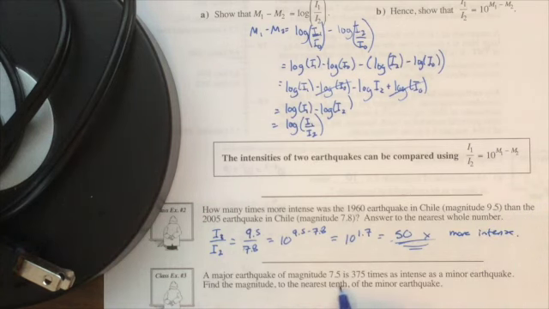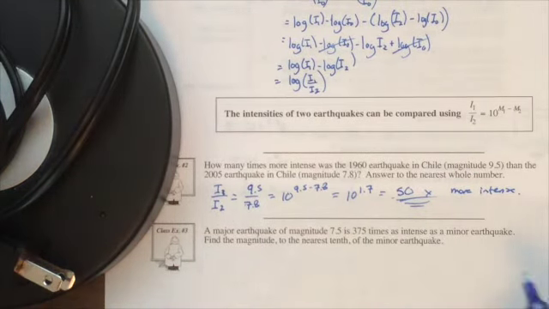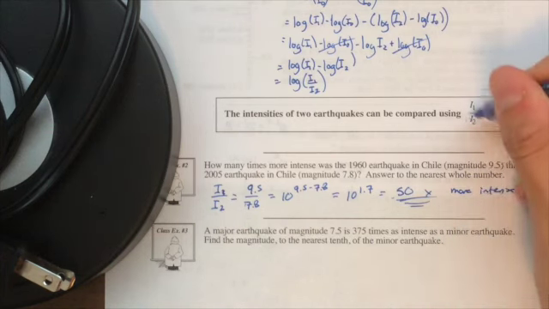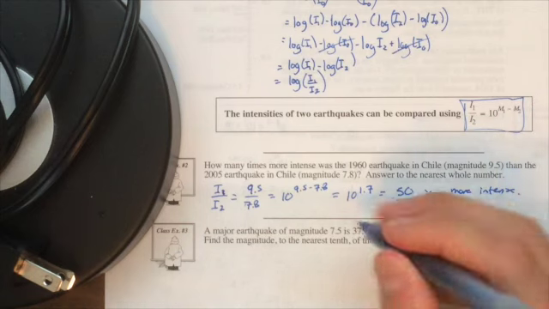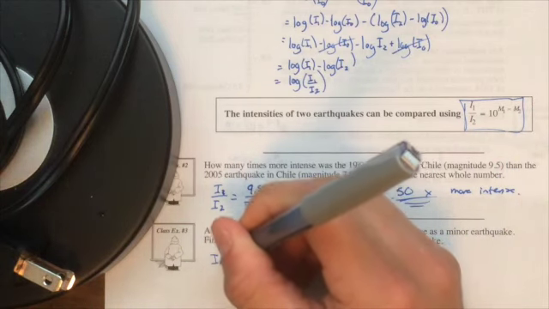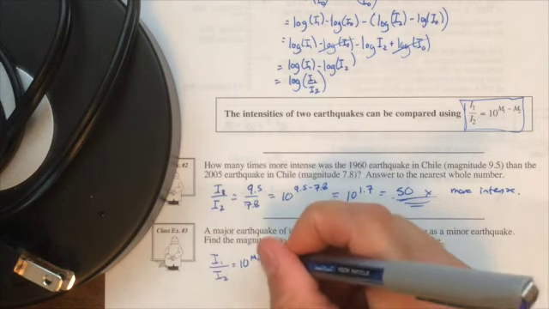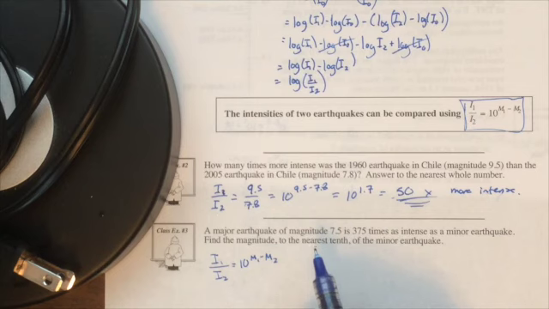Now, a major earthquake of magnitude 7.5 is 375 times as intense as a minor earthquake. Find the magnitude to the nearest tenth of the minor earthquake. Alright, so I'm going to use the second formula that we were supposed to look at, but I didn't do that one step of just breaking it down and showing where it comes from. But we're going to have to use this one here. And what we're going to be left with is I1 over I2 is equal to 10 to the power of M1 minus M2. And that's actually the same thing we did up top, but what we're going to have to do now is just fill in what we have.